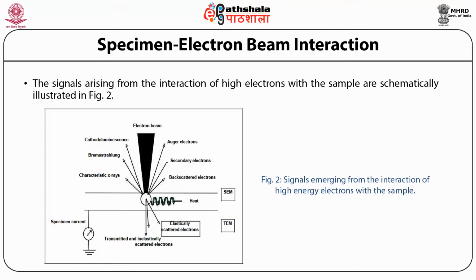Students, now let us consider the specimen-electron beam interaction. The signals arising from the interaction of high energy electrons with the sample are schematically illustrated in figure 2. It shows the electron beam impinging on the sample and several signals arising from it, such as cathodoluminescence, Bremsstrahlung, characteristic X-rays, Auger electrons, secondary electrons, and backscattered electrons, which are useful for SEM. Also, there can be elastically scattered electrons and transmitted and inelastically scattered electrons, which are useful for TEM.